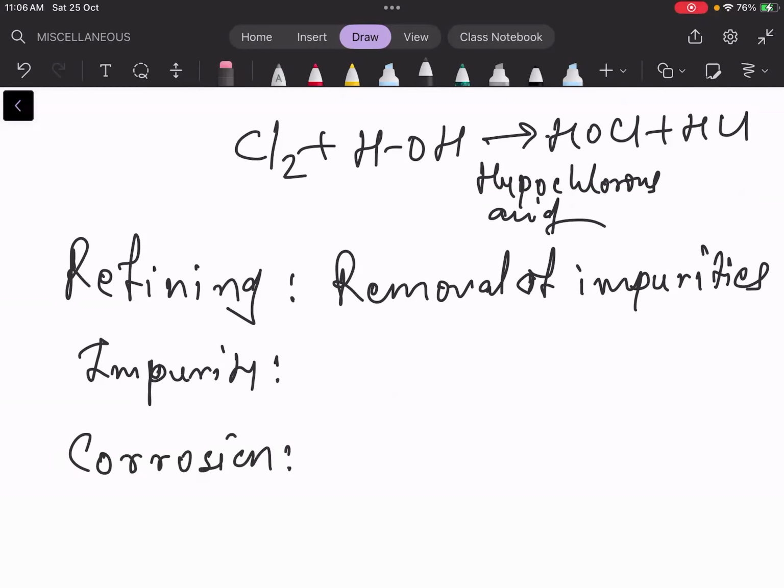Metals combine with oxygen in presence of water and form its oxide, and that is called what? Corrosion. Okay.